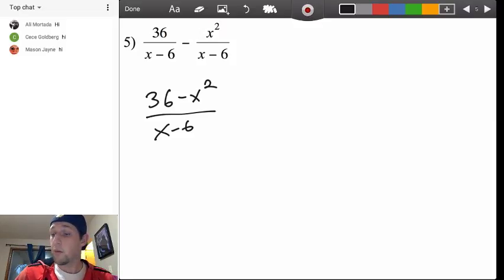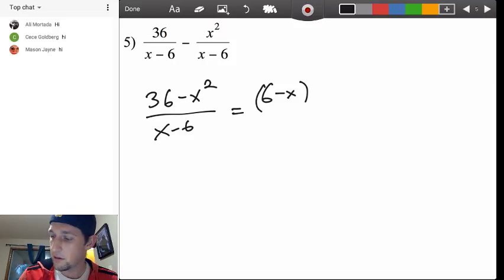Where we're at now, we cannot cancel anything. We can't cancel the 36 and the 6, nothing, because it's got addition and subtraction. What we got to do is factor first. We can do that by using squares rule: 6 minus x, 6 plus x, over x minus 6 in the denominator.